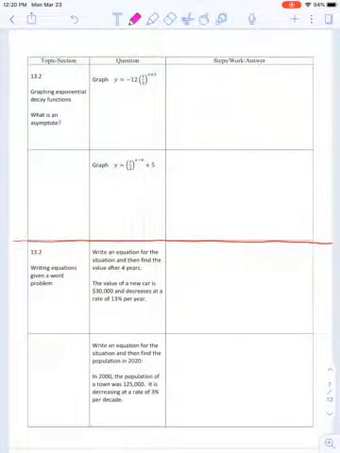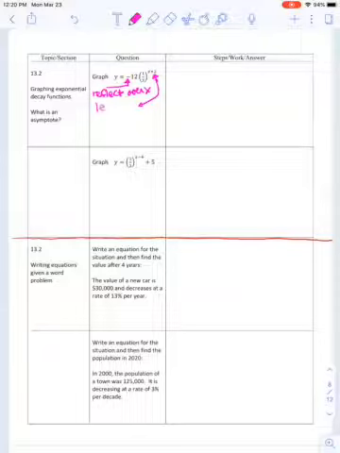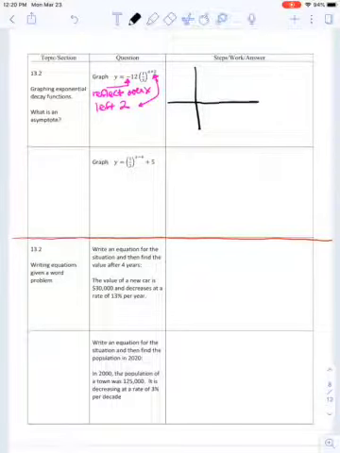Okay, so now this is where we start looking at the ones that have an H or a K value. And so what is it telling you? Well, this one is telling you two things. One, it's going to reflect over the x-axis. And the second thing it's going to tell you is it's going to go left 2. So if you knew where the parent function was, you can just move that function.